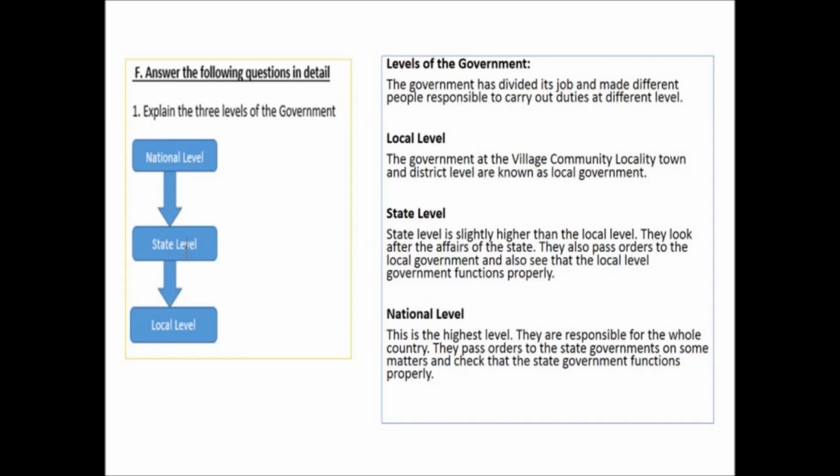And next is the national level. This is the highest level and they are responsible for the whole country. They pass orders to the state government on some matters and they check that the state government functions properly.